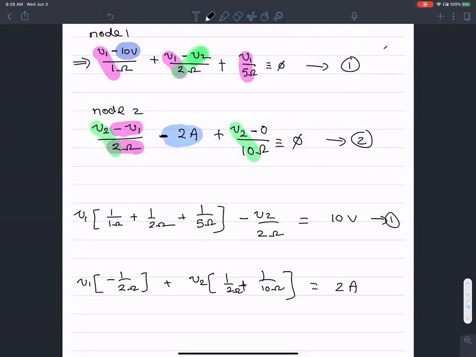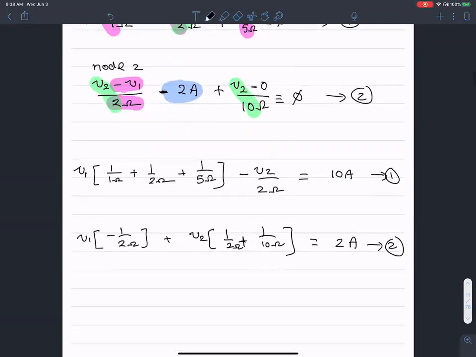Okay, they should really have been 10 amperes. Okay, so this is the second equation. Now, I massage these equations and bring them into a form viable for my MATLAB.